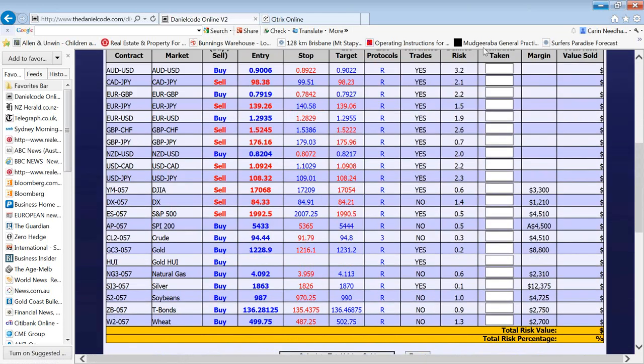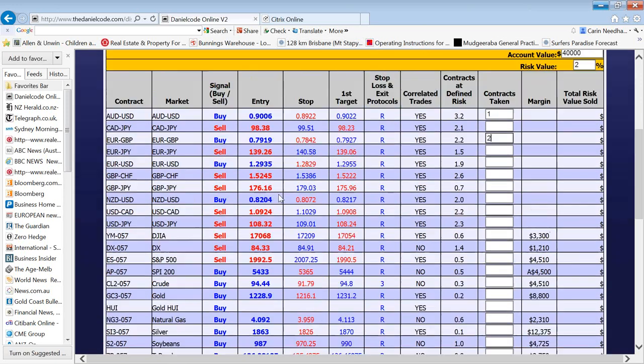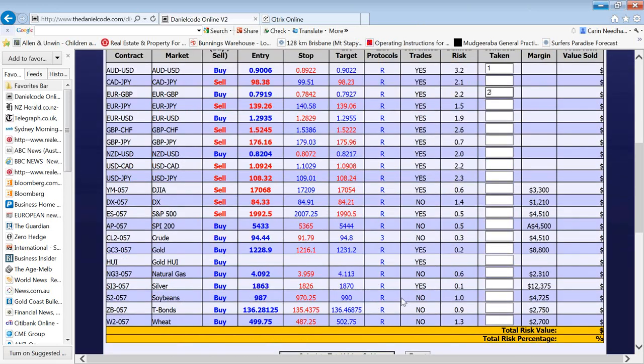Once you've got that open, you can go in here and type in how many contracts you want to take. This has already been calculated to be within the percent risk that you put in, and it's also telling you which markets are correlated and which aren't. The program knows that and it's adjusting for that.